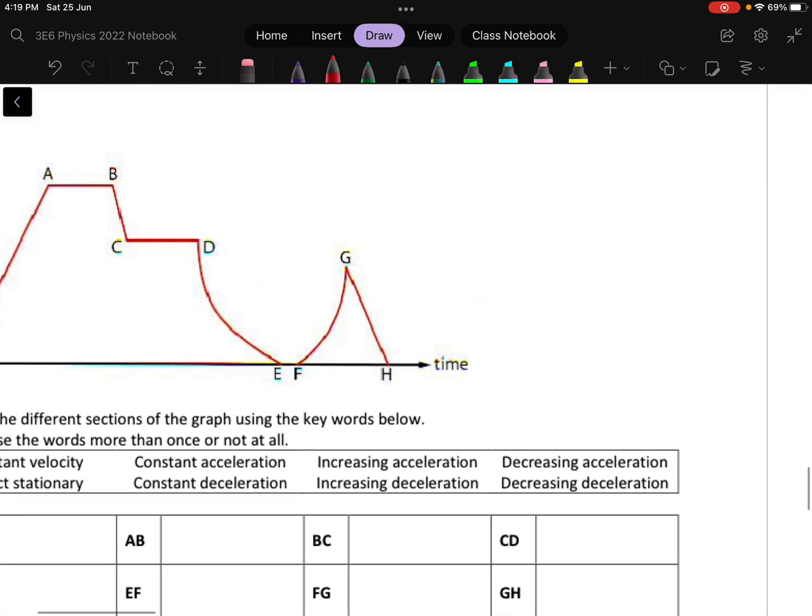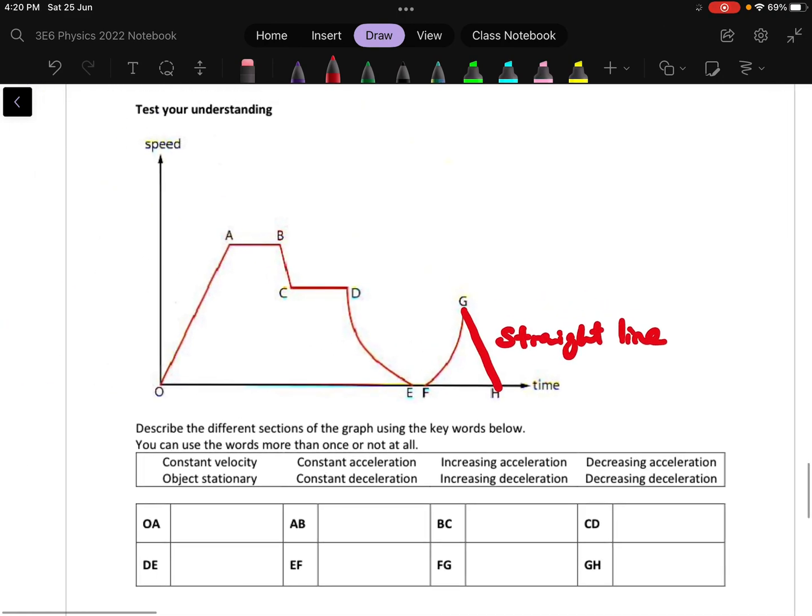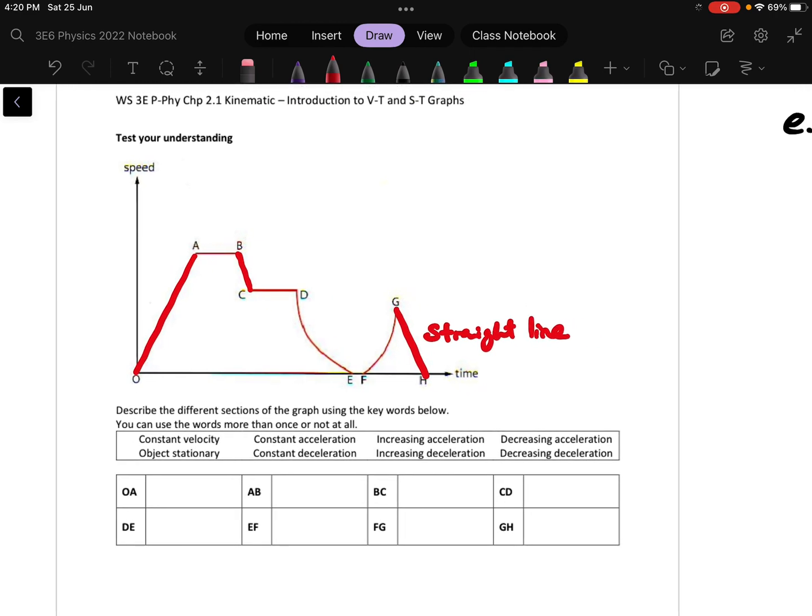But before that, let me highlight to you, between G and H, this is a straight line. Okay, because some of you on your printout, it looks like it is a curve. Okay, between OA, it is also a straight line. BC is also a straight line. Okay, yeah. Okay, have fun.